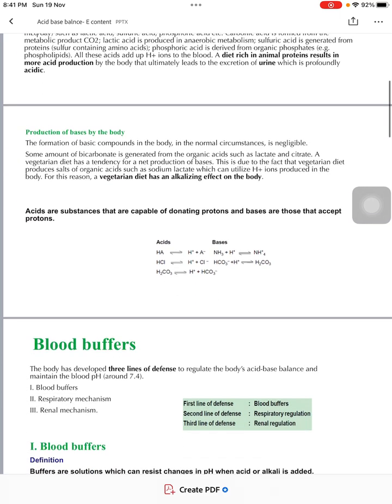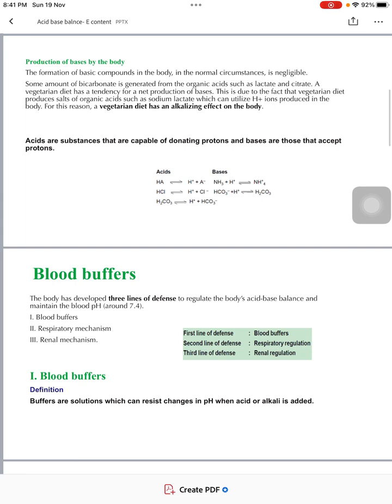Production of bases by the body. The formation of basic compounds in the body in normal circumstances is negligible. Some amount of bicarbonate is generated from the organic acids such as lactate and citrate. A vegetarian diet has a tendency for a net production of bases. This is due to the fact that a vegetarian diet produces salts of organic acids such as sodium lactate, which can utilize H+ ions produced in the body. For this reason, a vegetarian diet has an alkalizing effect on the body.